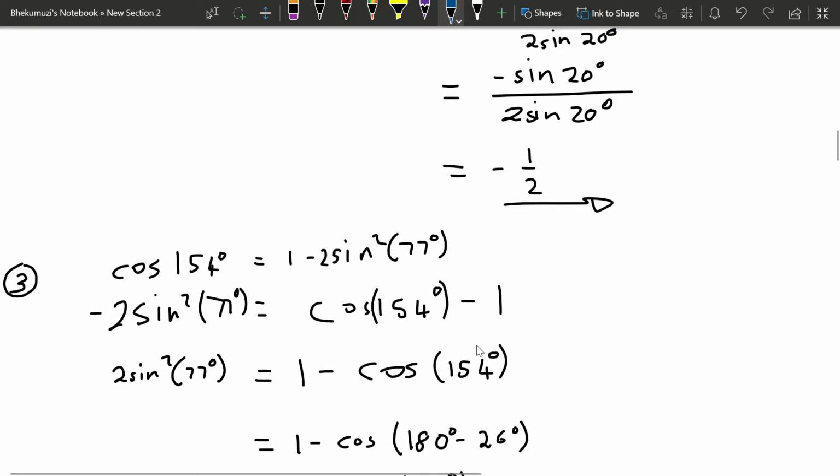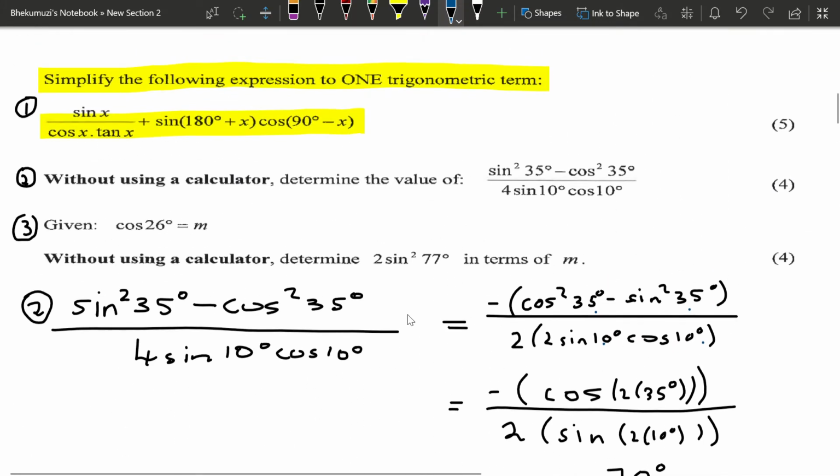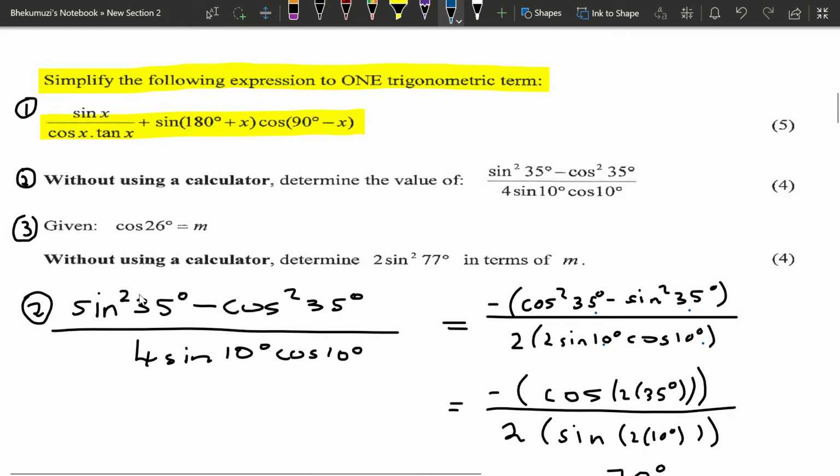And then we also have the next question, which is number 3. Now with number 3, it seems a bit more complicated. So it says, given cos 26 degrees is equal to m, without using a calculator, determine 2 sine square 77 degrees in terms of m.